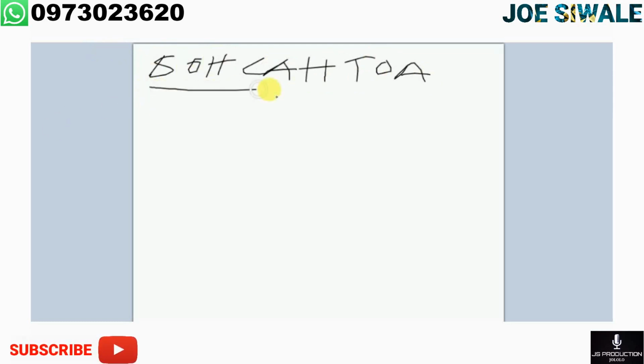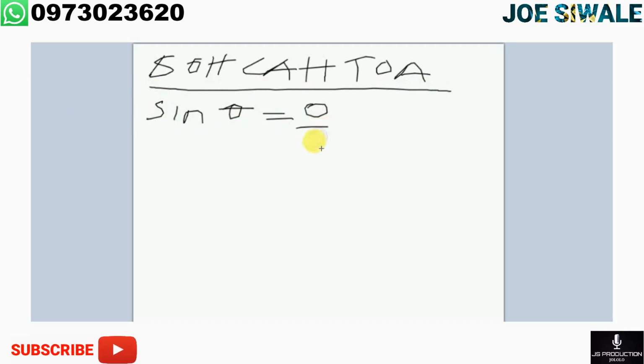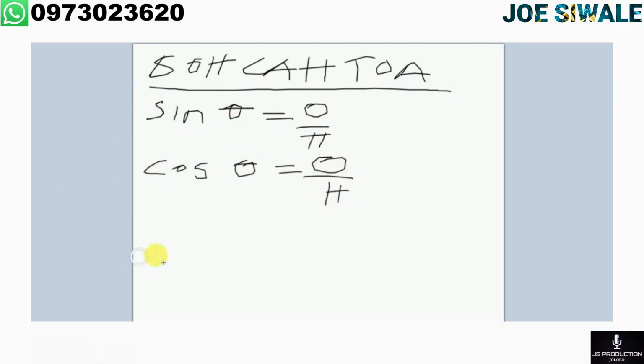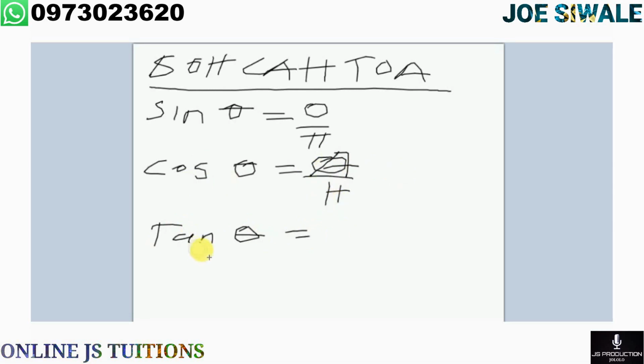And in this SOHCAHTOA we can draw up 3 equations. The first one, we have sine theta is equal to opposite over hypotenuse. Then the second one, we have cos theta is equal to adjacent over hypotenuse. Then the third one we have tan theta is equal to opposite over adjacent.